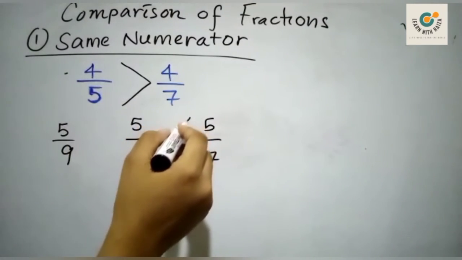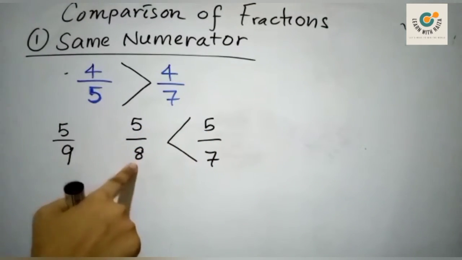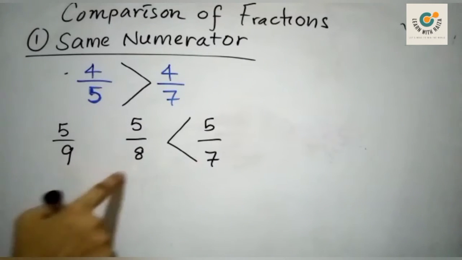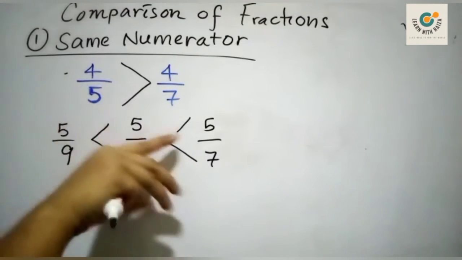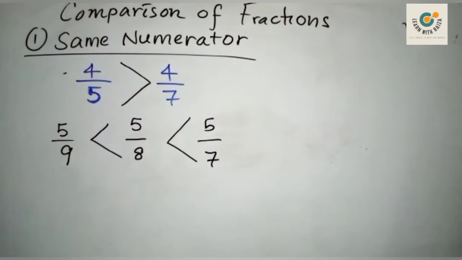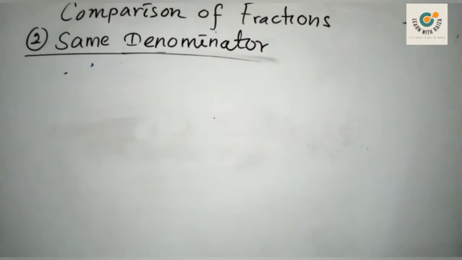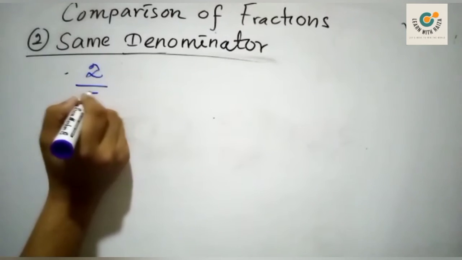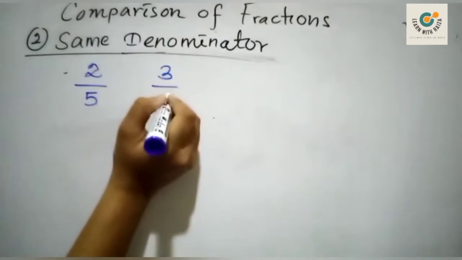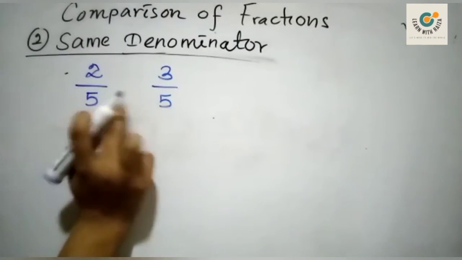So this is bigger than this one, and when comparing these two, this is bigger than this one. Larger. So this is the way of writing the symbols, or in other words, comparing two fractions with the same denominators. Suppose you are given two or more fractions with the same denominator. Denominator means the number below. Right?